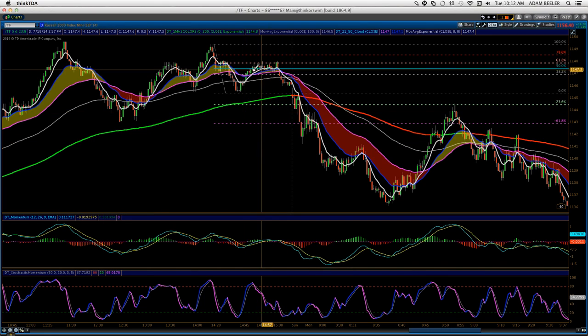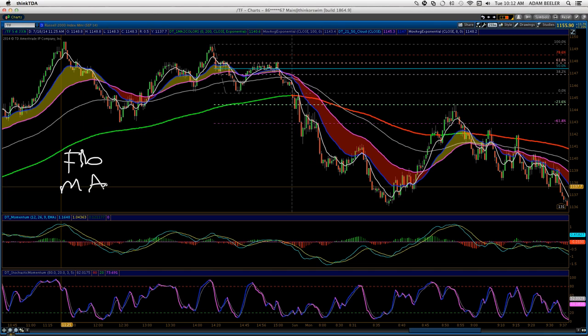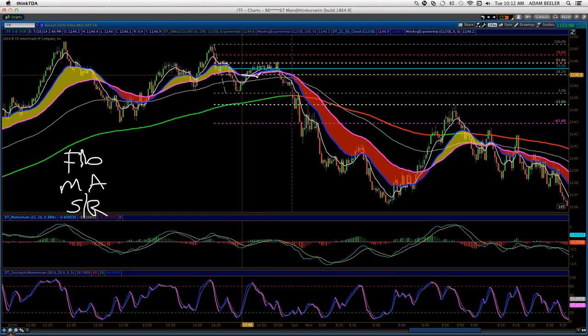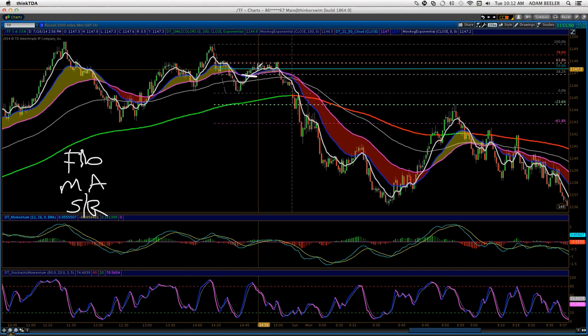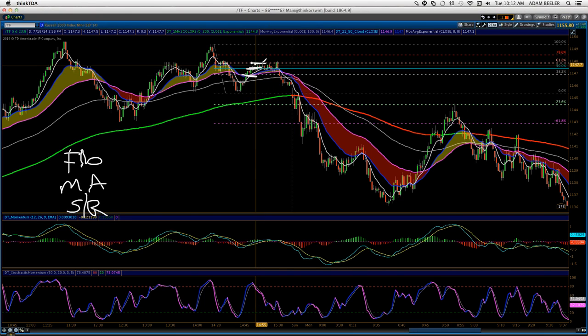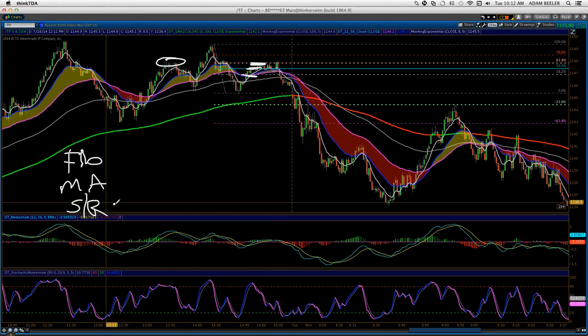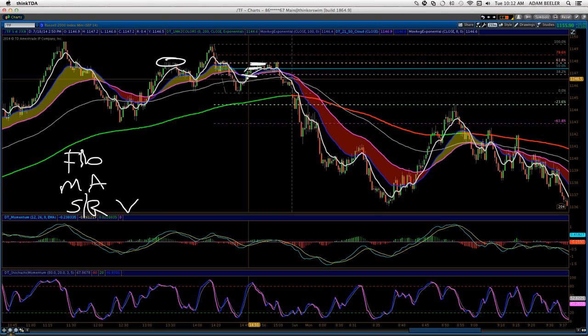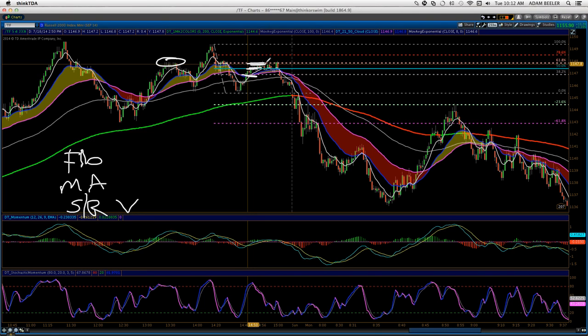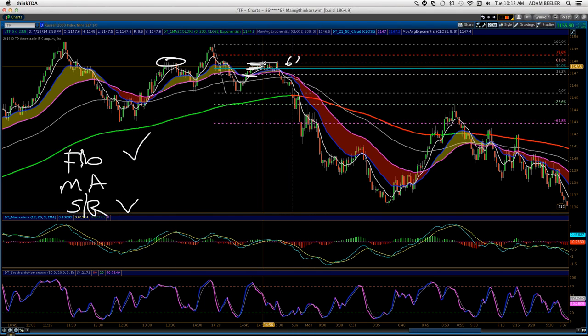So with that being said, we're going to go up here and we're going to find fib, moving average, support, and resistance. So we have 38 here, which has moving average and Fibonacci. We have 50% here, which has nothing, just 50%, and 61.8 right here, which has support and resistance with it. So I will always accept support and resistance over moving averages. So in this situation here, we would wait for that support and resistance and the 61.8% fib.